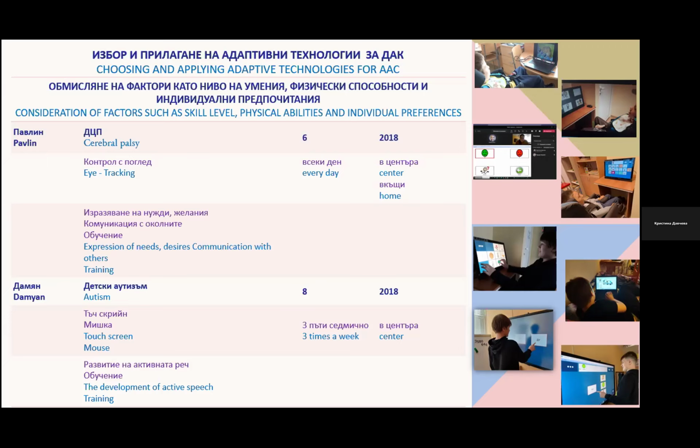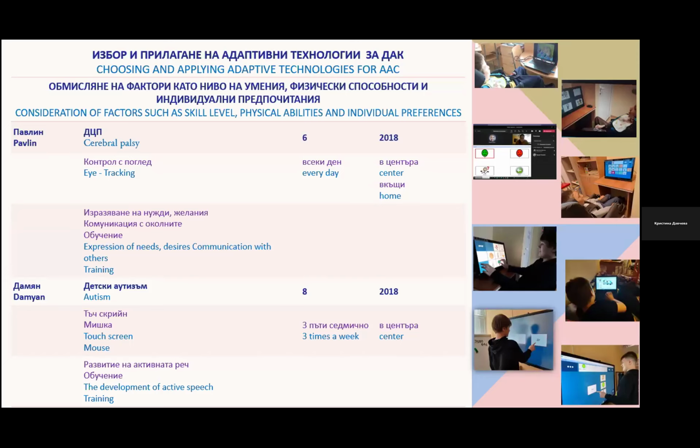Our presentation will show two cases of students using AAC from 2018 until today. We're going to look at the stages and the results from AAC use. The two cases are Pavlin and Damian. Pavlin was diagnosed with cerebral palsy. The first assessment identified the level of perception of information and gave feedback. We established presence of deficits in the fine motor skills, communication skills, cognitive capacities.